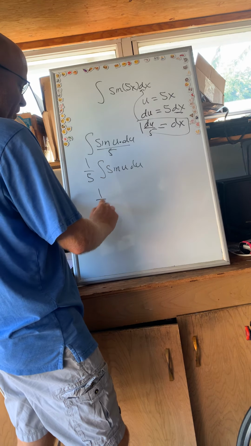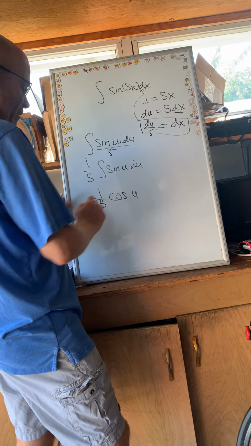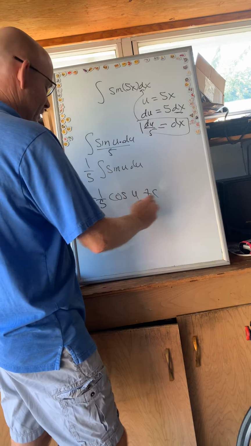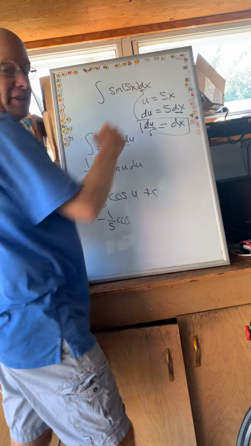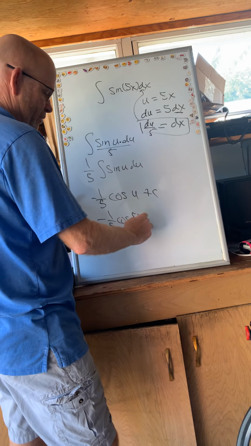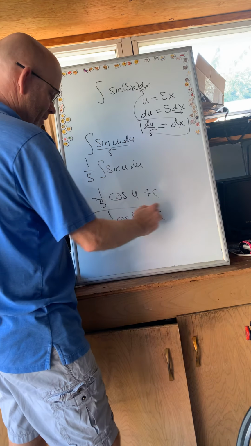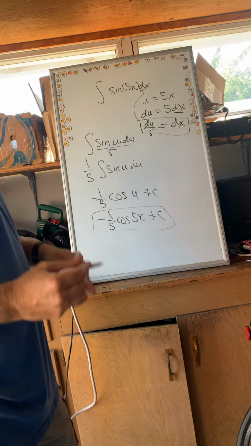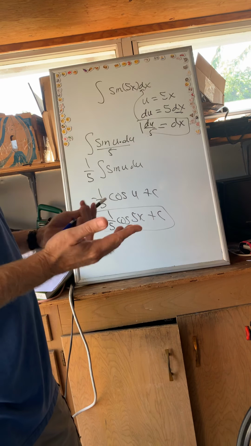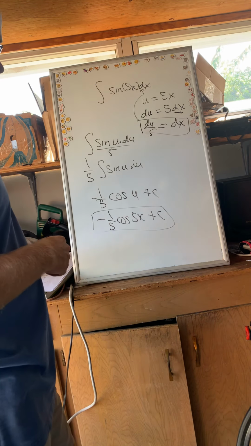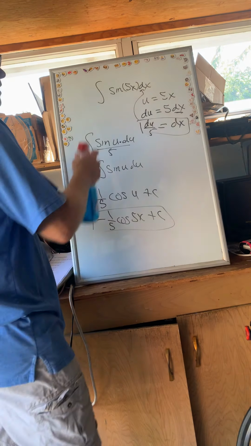So 1/5, this is going to be negative cosine u plus c. And then notice that for u, I just have to go back to that u, which is 5x. Same answer I got the other way without the trial and error piece of it. Very simple problem, very simple explanation, but just to kind of get you started. The problems are going to be more complicated than this.